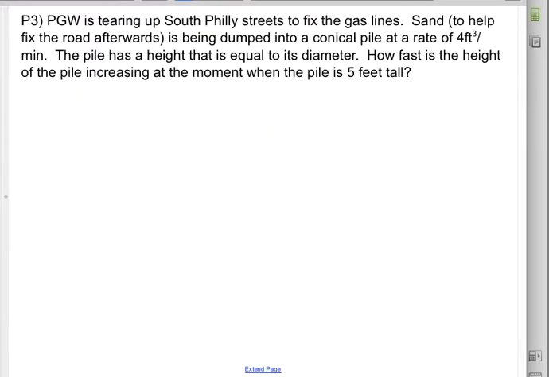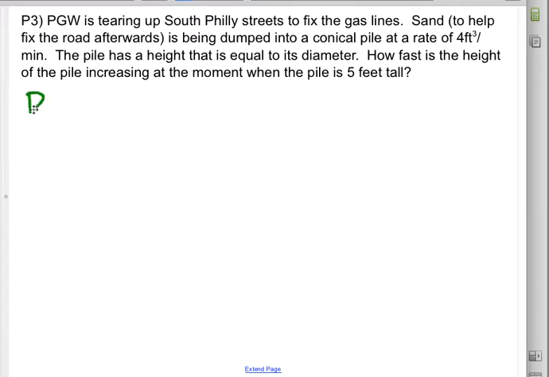All right, cool. Let's do another cone problem. P3. PGW is tearing up South Philly streets to fix gas lines. Sand, to help fix the road afterwards, is being dumped into a conical pile at a rate of 4 feet cubed per minute. The pile has a height that is equal to its diameter. How fast is the height of the pile increasing at the moment when the pile is 5 feet tall?